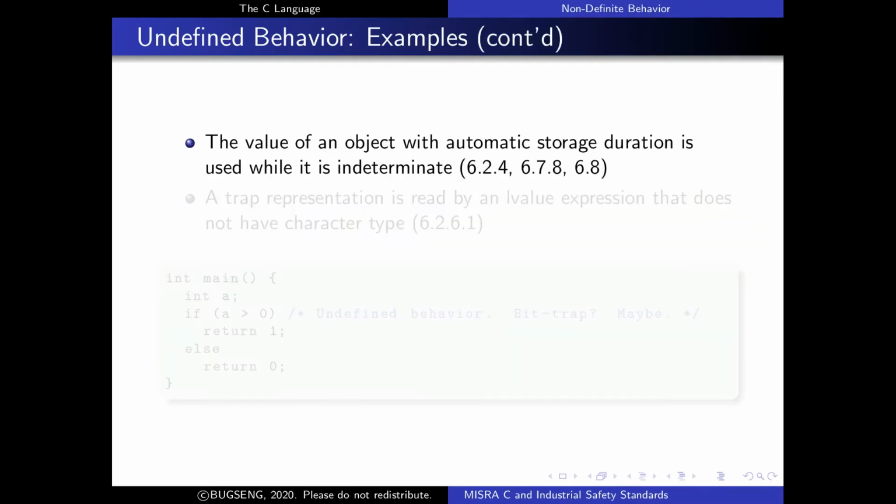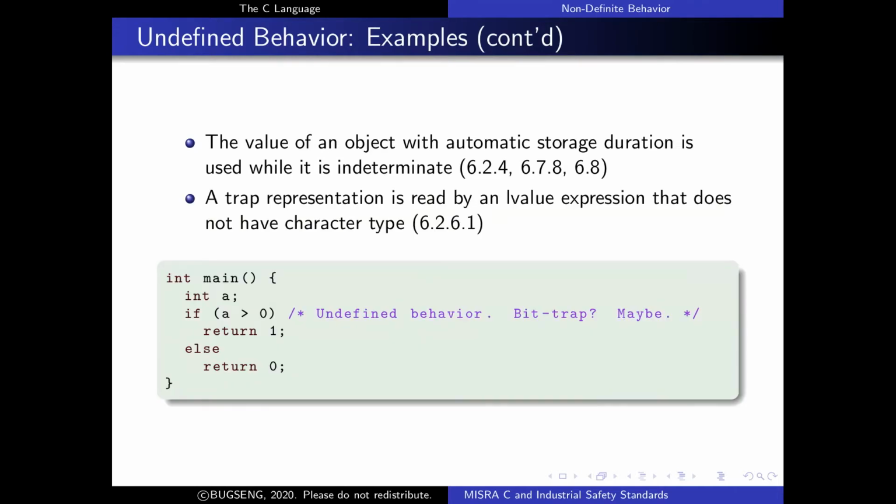So anything can happen. Another example is when you use an automatic variable, so a variable that is allocated on the stack, without having initialized it first. Okay, this is undefined behavior. And why? Because the C standard leaves it open for each data type apart from the character types to possess trap representations. So bit patterns that are not valid, that cause, for example, a hardware exception when you try to read them. For example, if you have a memory with parity bits.